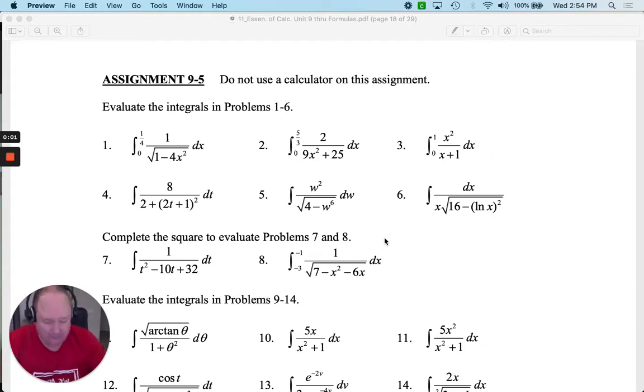Assignment 9.5, lesson 9.5 was on integrating inverse trig. Let's do this. Number 1, we're integrating from 0 to a quarter, 1 over the square root of 1 minus 4x squared dx. All right.